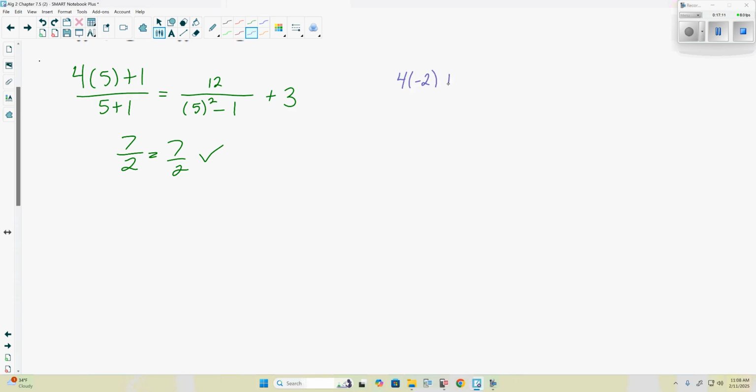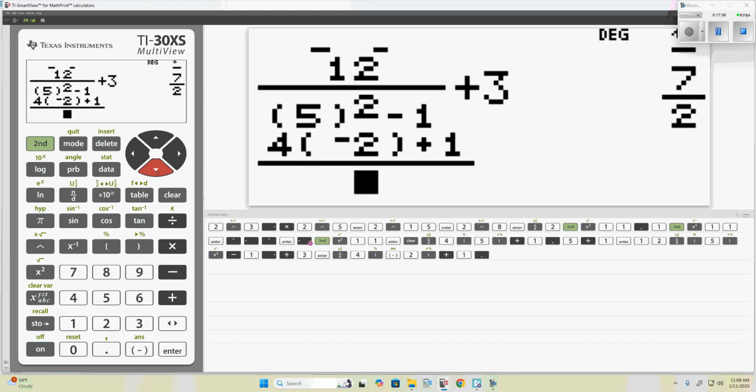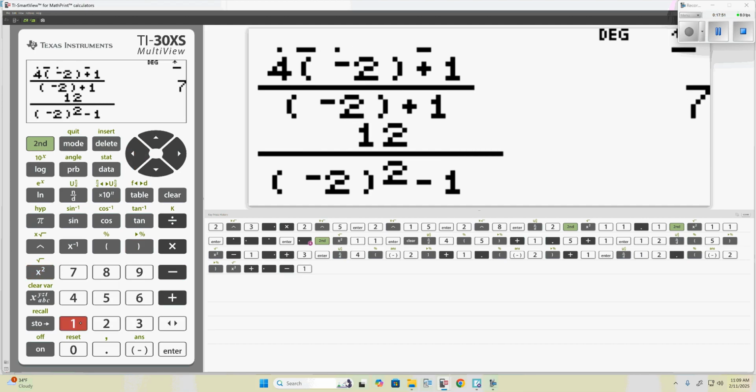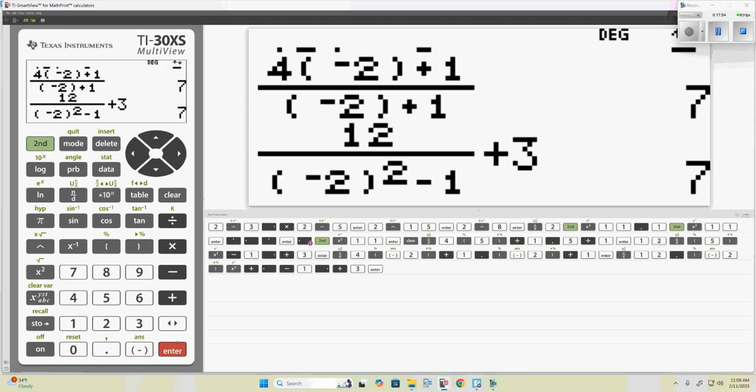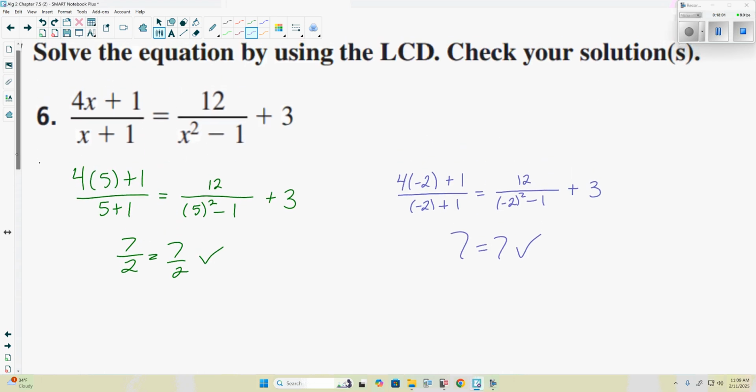So we can say 4 times negative 2 plus 1 over negative 2 plus 1 is equal to 12 over negative 2 squared minus 1 plus 3. And again, we can pull the calculator up. Fraction 4 times negative 2 plus 1 over negative 2 plus 1 tells us we have 7. On the other side, we'll have 12 over negative 2 squared minus 1 plus 3, which is 7. Again, we get another true statement. So both 5 and negative 2 work.